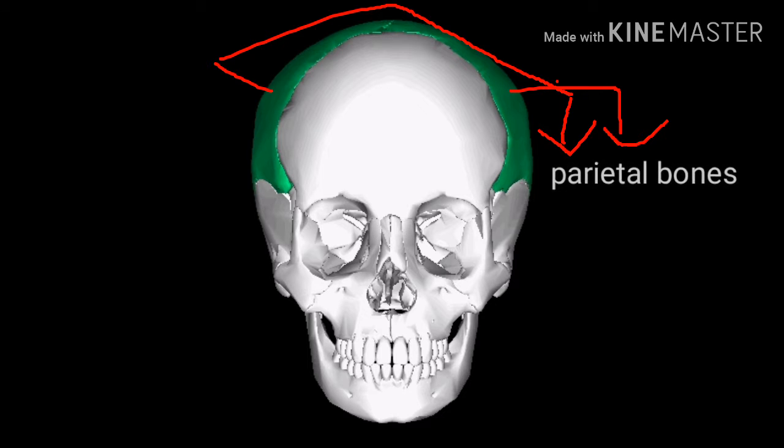Parietal bones. The 2 parietal bones form most of the top and superolateral aspects of the skull. The 4 major sutures of the skull occur where the parietal bones articulate with other cranial bones.